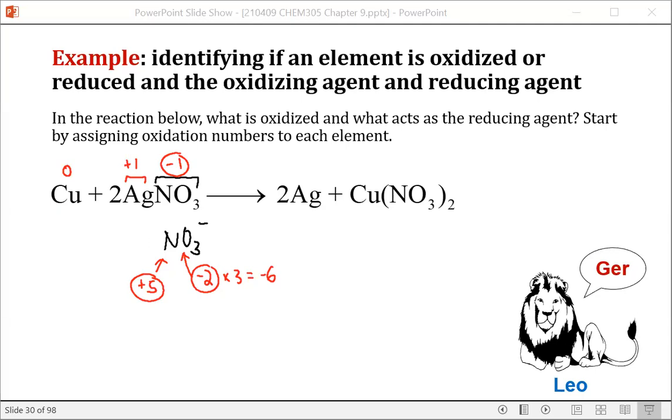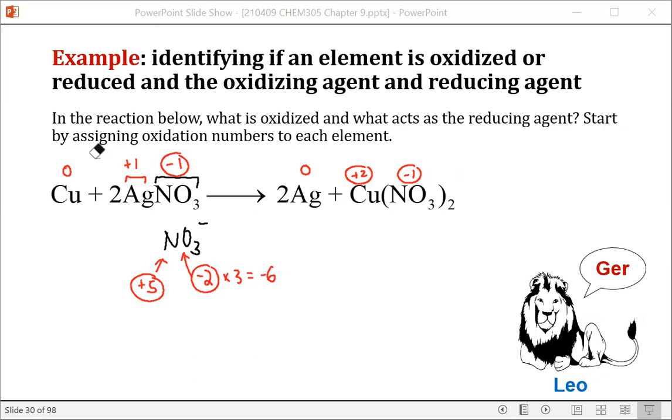Okay, so we want to make sure this is a redox reaction. If we check the product side, we have silver all by itself, elemental silver, so that has an oxidation number of 0. We have copper 2 nitrate. So we know that each nitrate is -1, and we have 2 of them. So collectively, the 2 nitrates have an oxidation number of -2. They add up to -2, which means that copper must be +2 because this is a neutral compound overall.